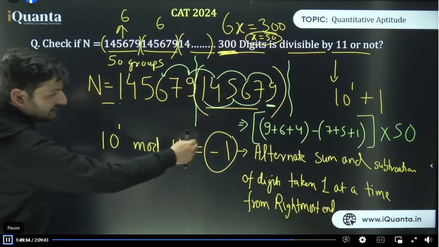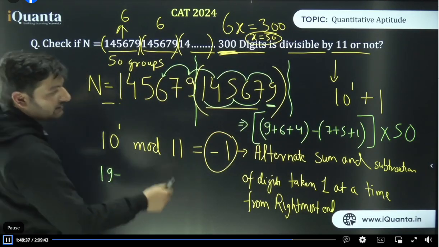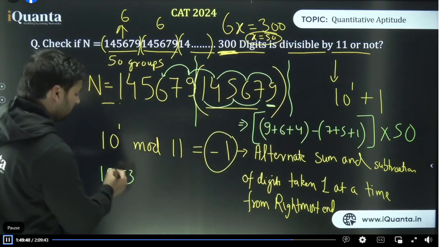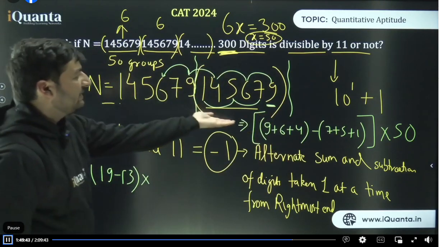So what do I get from there? 9 6 15, 15 plus 4 is 19. 19 minus 7 5 is 12, 12 plus 1 is 13. How many groups did I have in total? Because I did it for one group only.